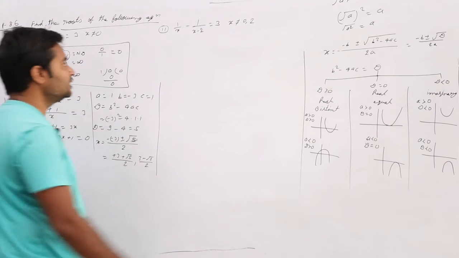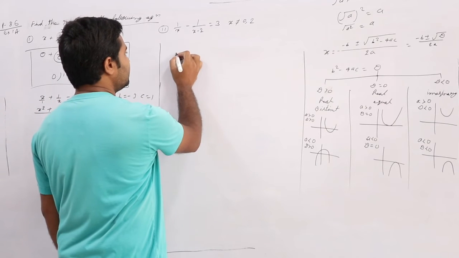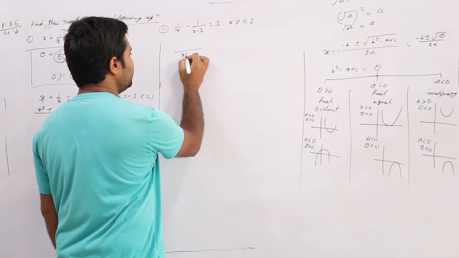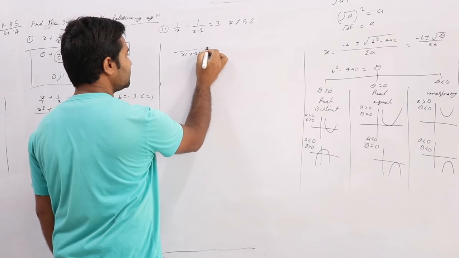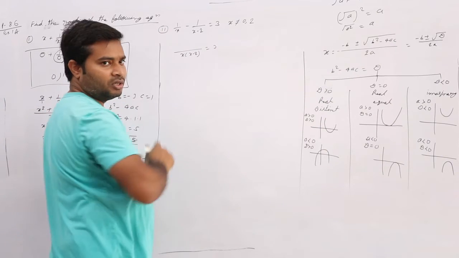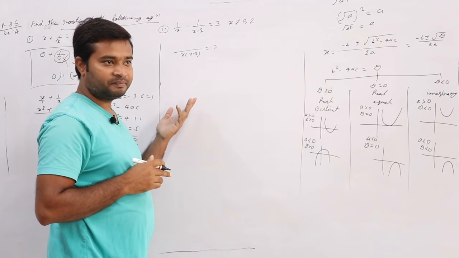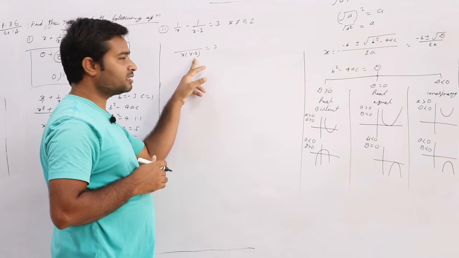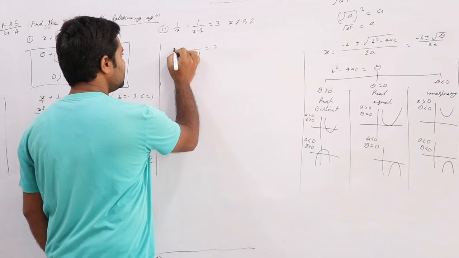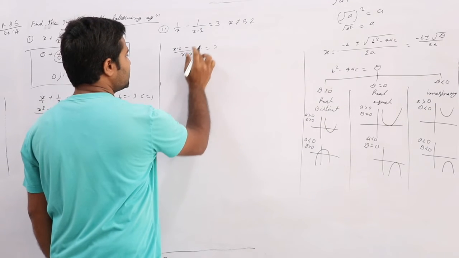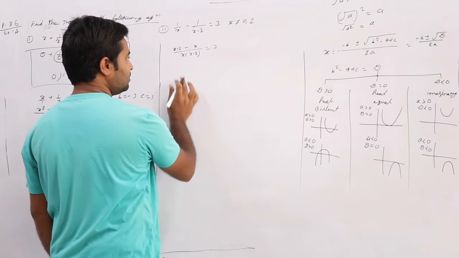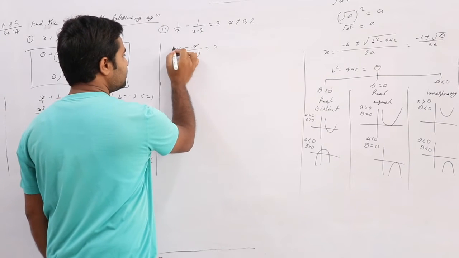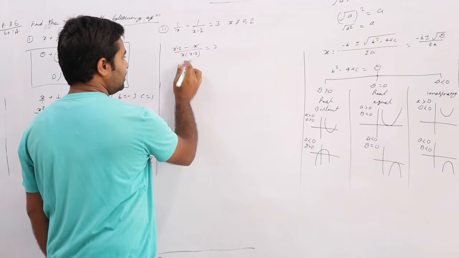See this one. Here the LCM will be x into x minus 2. I told you if you're not getting anything, simply multiply. LCM is x into x minus 2. Now x and x cancel. What remains? x minus 2. Minus x minus 2, x minus 2 cancel. Then x can cancel. Yes or no?